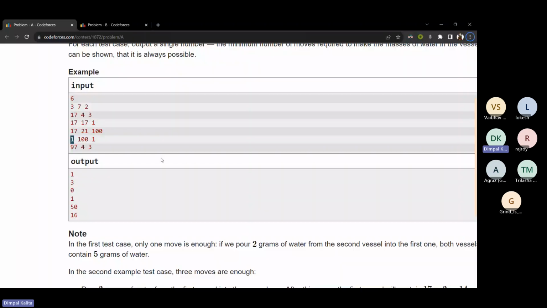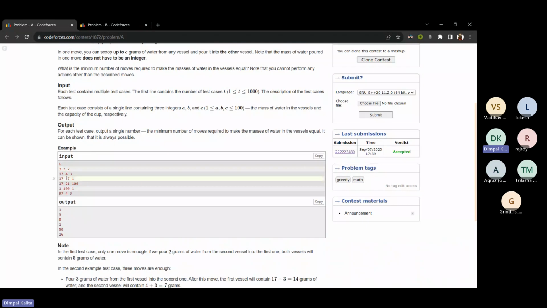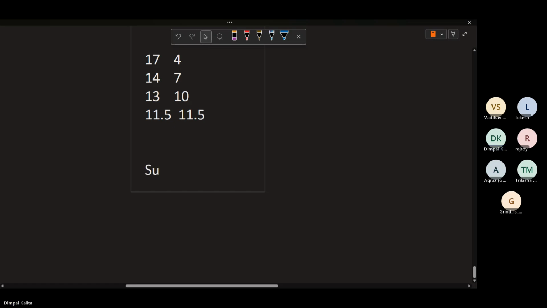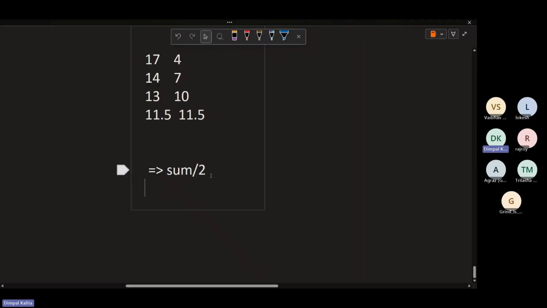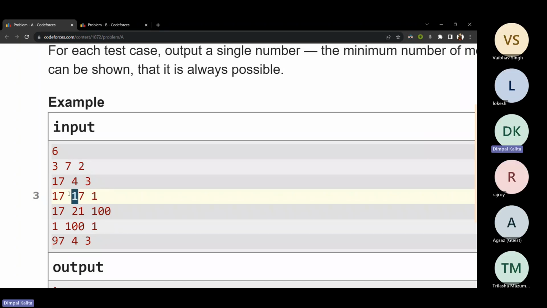So what is the approach? After all the operations, the amount of water should be equal. Both vessels should contain sum divided by 2 amount of water. That is, for this case, (3 plus 7) divided by 2, that is 5 milliliters. For this case, 11.5, and for this case, 34 divided by 2, which is 17 only.